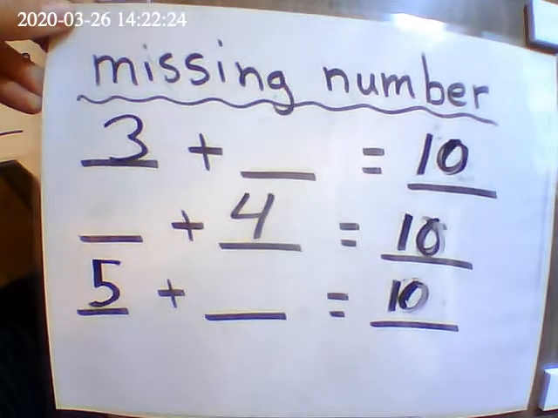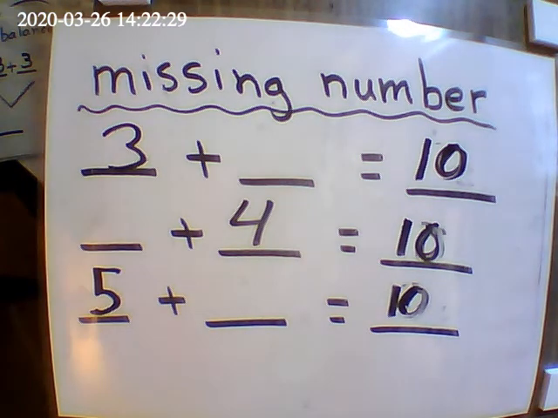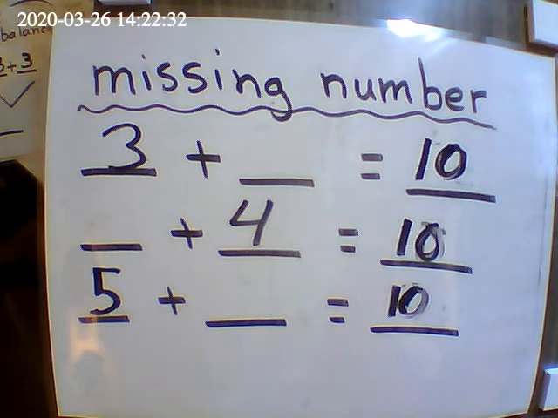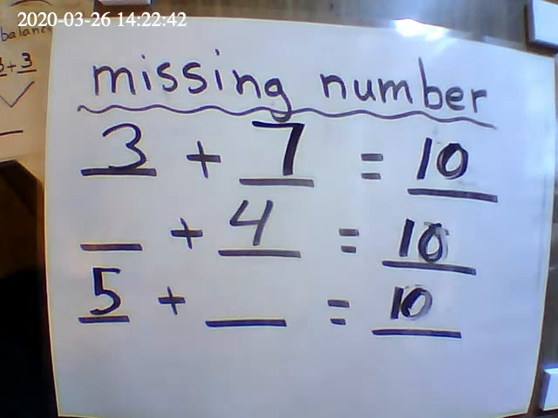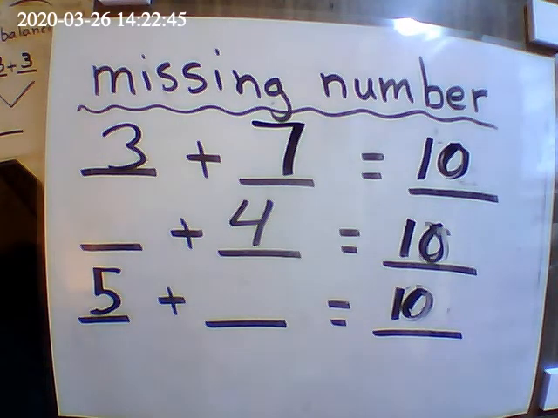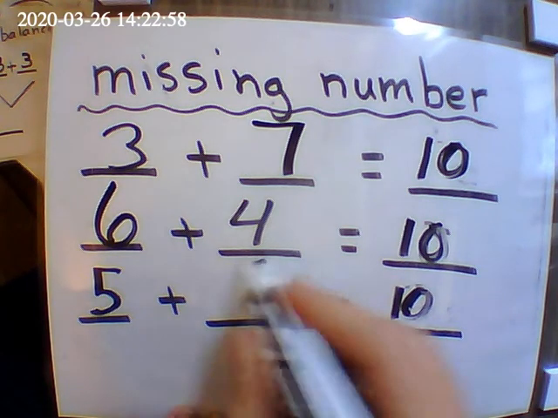Moving on to missing number. I'm going to give you a moment. Look over all 3 of these and see if you can complete them all now. Go. So 3 plus blank equals 10. 3 plus 7 equals 10. Blank plus 4 equals 10. 6 plus 4 equals 10. And 5 plus blank equals 10. 5 plus 5 equals 10.